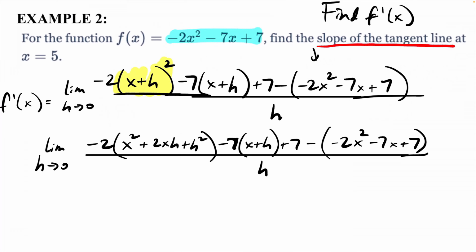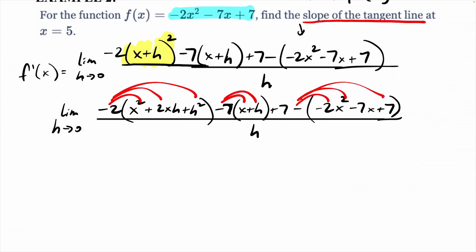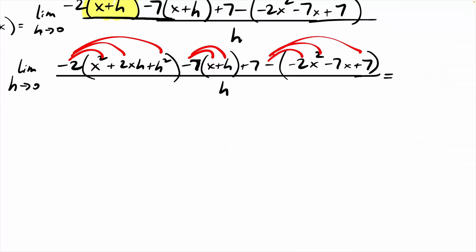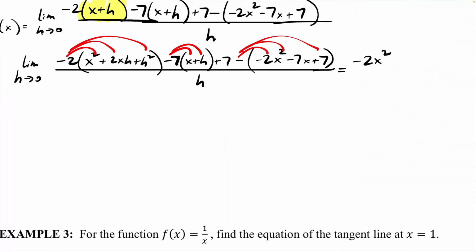Now I'm going to distribute -2 to everything in the parentheses, -7 to everything in the parentheses, and then I can distribute this negative to everything in the parentheses. So, distributive property, which you guys have done many times. So we get -2x squared minus 4xh minus 2h squared, right? That was the first.